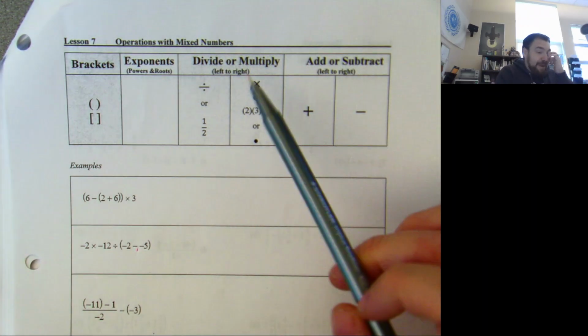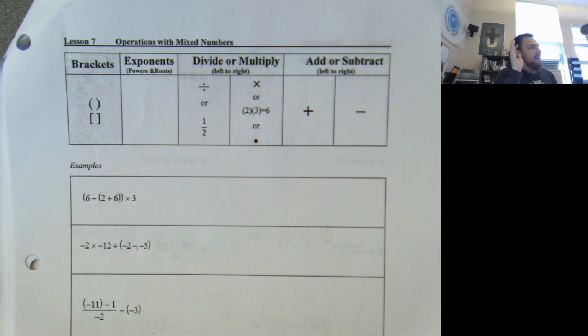So BEDMAS has not changed. BEDMAS is still BEDMAS. This is the second time we've done this chapter, and we're going to do BEDMAS again in a couple days. We're going to bring in the decimals, and when we bring in the decimals, it will allow you to use a bit of a calculator to make your life a little bit easier.